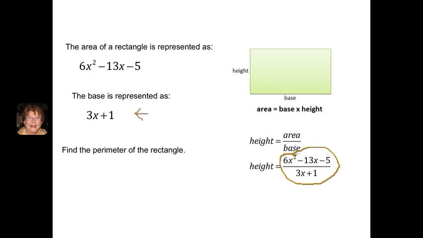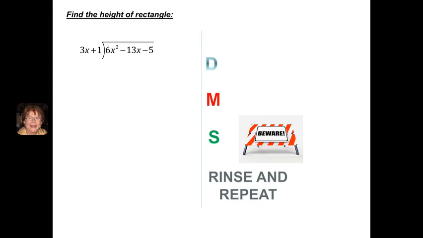Well, what did we learn in a previous slide? When you have a polynomial divided by a polynomial, you're going to do the operation of long division. Remember long division? First of all, we place our division sign. We place our dividend inside the division sign, and our divisor is 3x plus 1. And we follow DMS, rinse and repeat. That will help us find the height of the rectangle. Why don't you try that? And I'll show you the steps.